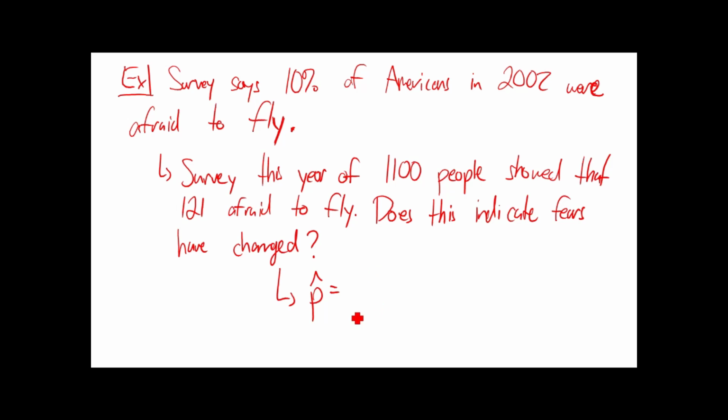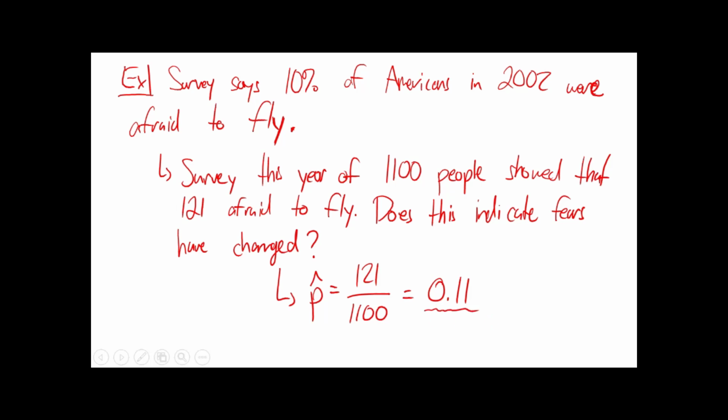So what would our sample proportion be? You go and you say 121 out of 1,100. It's 0.11. Is that it? It's exactly, oh nice, 11 times 11, 121. Cool. Yeah, so it's exactly 11%.